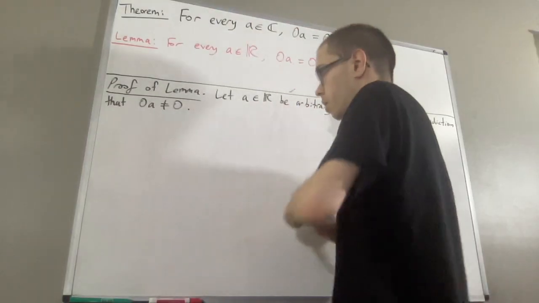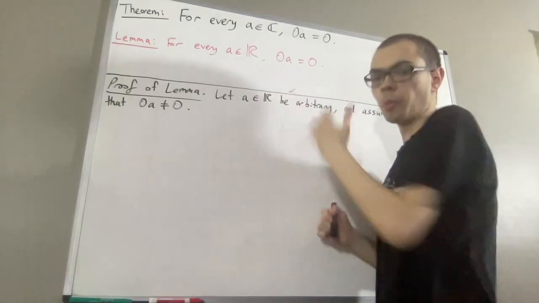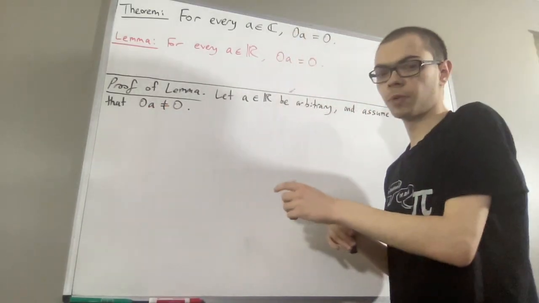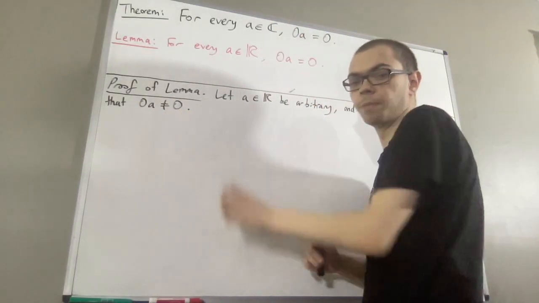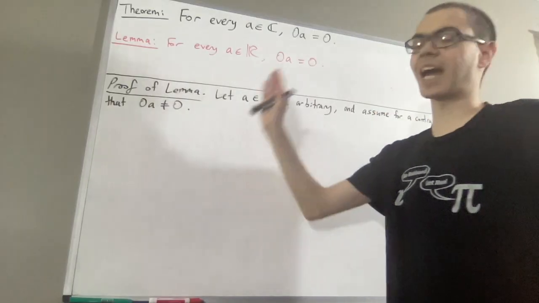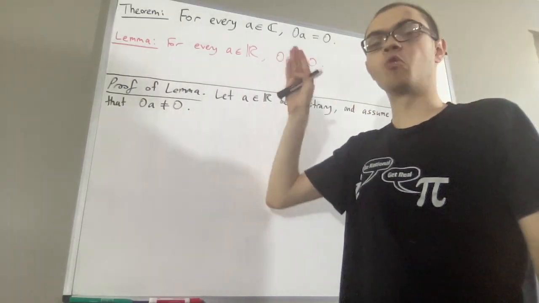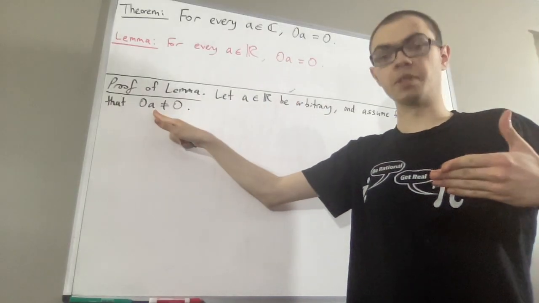Now remember, 0 is a real number, a is a real number. The product of any 2 real numbers is a real number. So 0 times a is a real number. Therefore, 0 times a is a non-zero real number. So we can apply axiom 11. That tells us that there exists a real number y such that 0a times y is equal to 1.